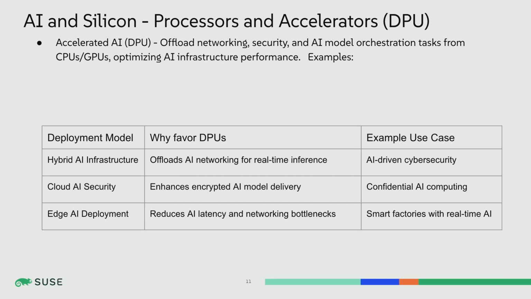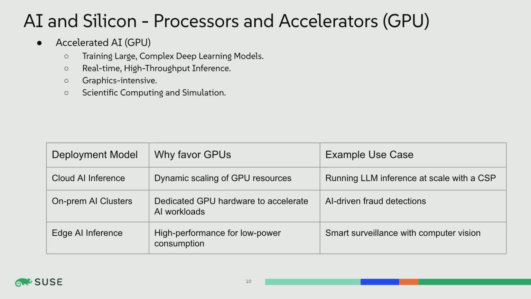Then we move to the GPU, which is the accelerated AI. If you're training large, complex deep learning models, real-time, high-throughput inference, things that are graphics intensive, scientific computing and simulation. So if you're doing, let's say, cloud-level AI inference with dynamic scaling of GPU resources and you're running LLM inference at scale with a CSP, a GPU might be in your future.